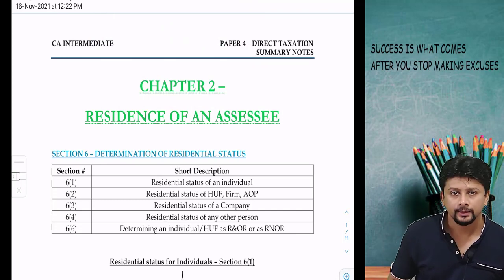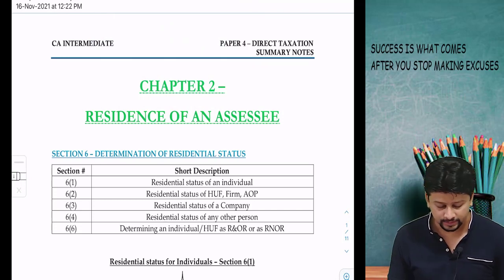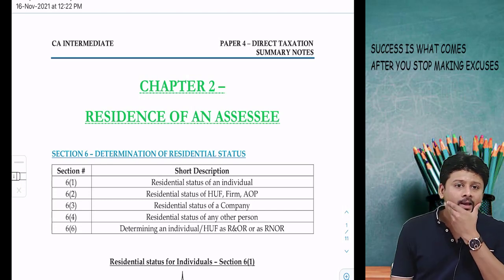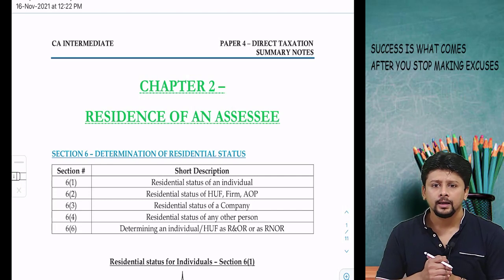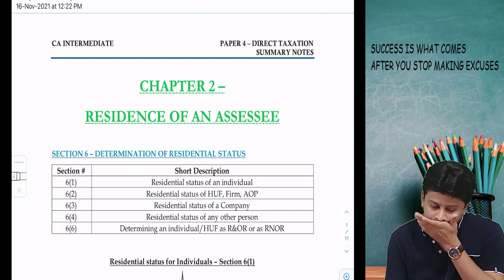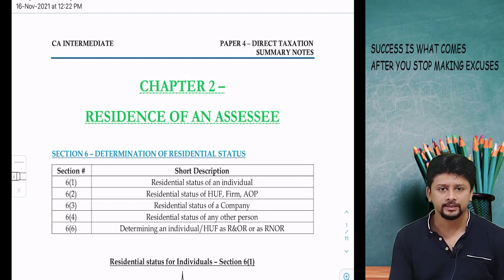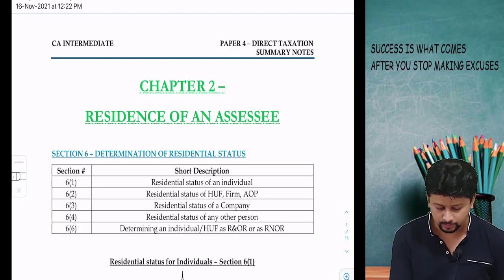The agenda for today: chapter 2 residential status, and a very small topic which hardly is going to take any time, the concept of agriculture income. Chapter 2 is something that is important. Chapter 2 comes up in your papers also.